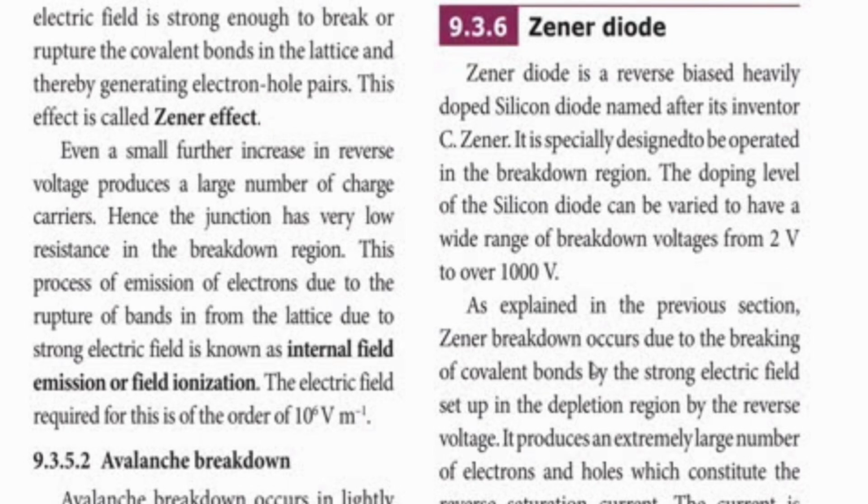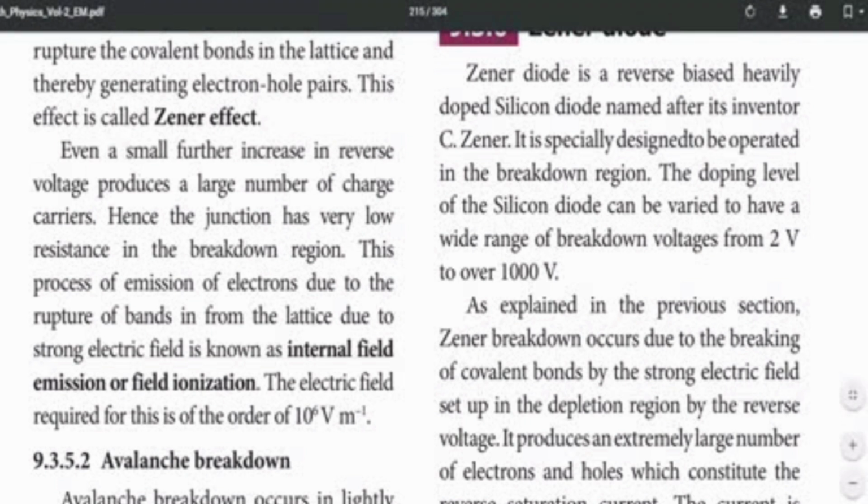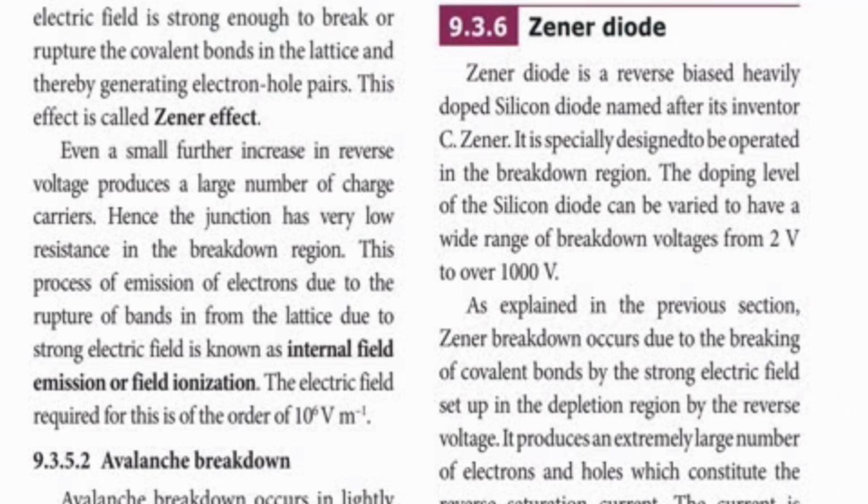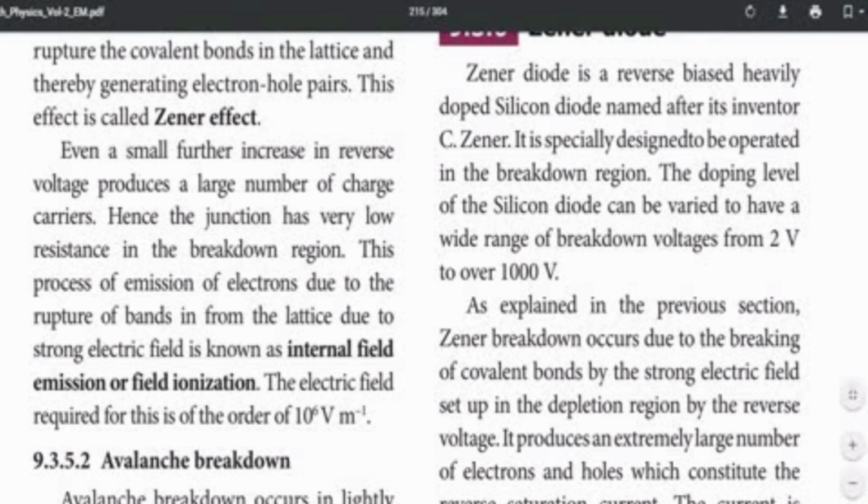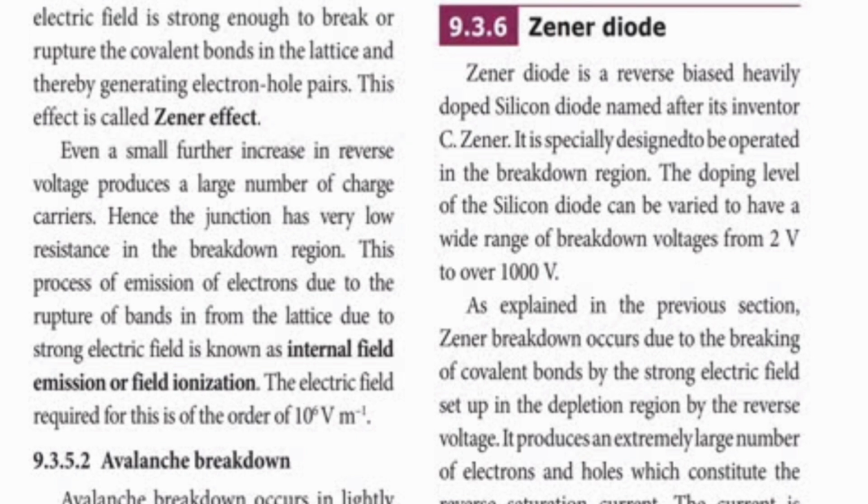When the electric field is applied, a strong electric field is produced in the lattice. A very small amount of voltage applied in the reverse bias condition produces a large number of charge carriers, because it is heavily doped. So it has very low resistance in the breakdown region and conducts a large amount of current, because it has a large number of electrons. Due to the strong electric field in the lattice, the internal field emission, called field ionization, occurs. The electric field required is 10 to the power 6 volt per meter. So it is called the Zener breakdown.